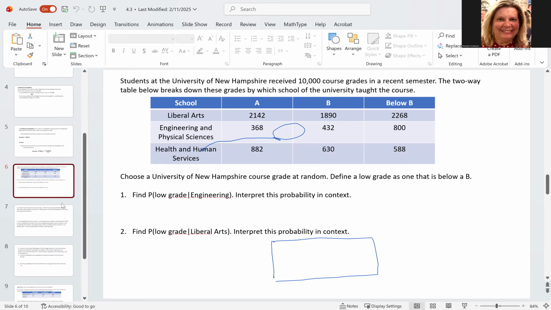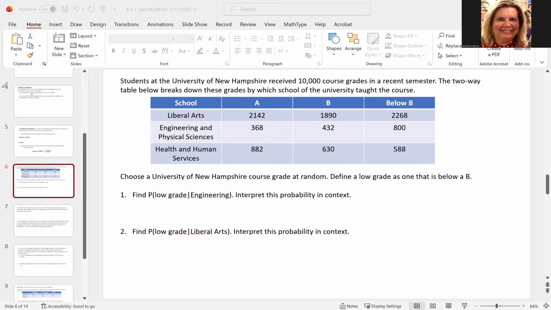Let me get rid of that. All right, so we've got students at the University of New Hampshire, 10,000 course grades. We have a table that breaks it down, A's, B's, below B's by their school, whether liberal arts, engineering, health and human services. So choose a University of New Hampshire course, define a low grade as one below B. I want to know the probability that they get a low grade given they were in the engineering department.